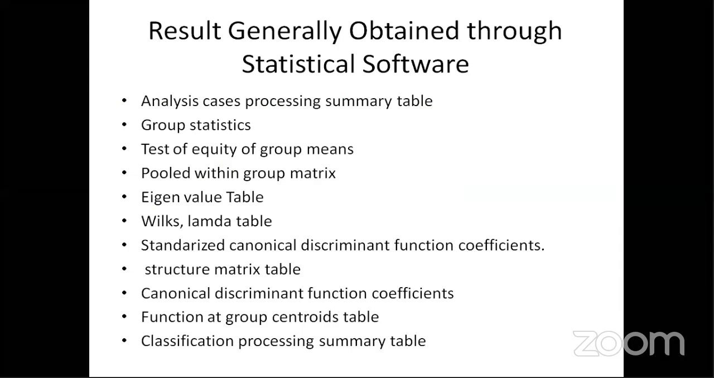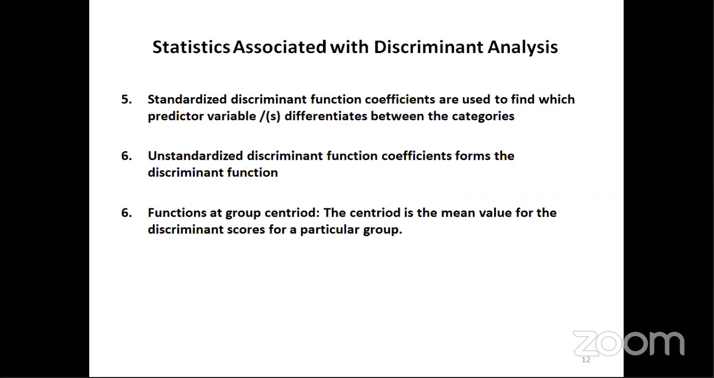Now next is function at group centroid. It means we estimate the center value, the mean value, for both groups, which we call the centroid. Suppose you have two groups, satisfied and non-satisfied. We'll estimate the discriminant score for each respondent for the satisfied and for the non-satisfied, and then we'll estimate the mean for each, which we call the centroid value for the function.